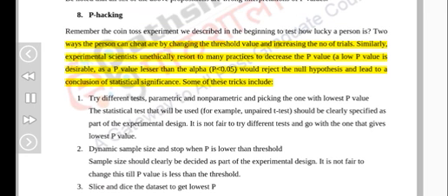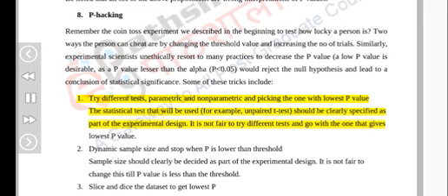A low p-value is desirable, as a p-value lesser than the alpha, p less than 0.05, would reject the null hypothesis and lead to a conclusion of statistical significance. Some of these tricks include: 1. Try different tests, parametric and non-parametric, and pick the one with the lowest p-value as the statistical test that will be used.